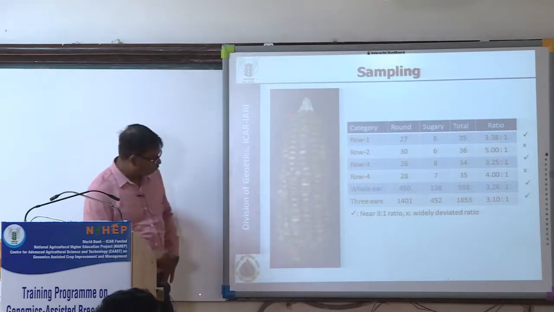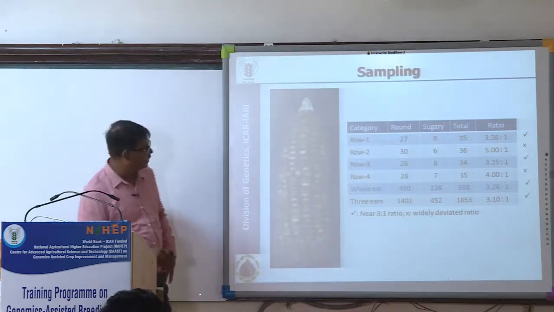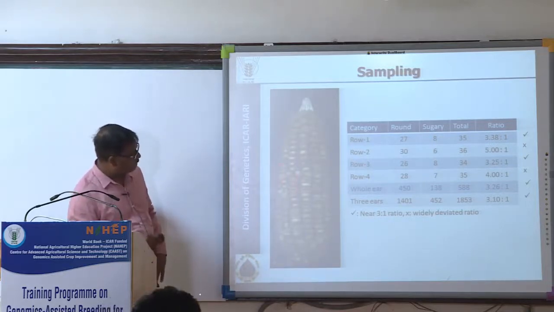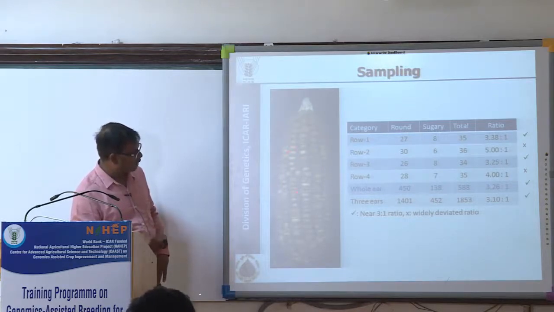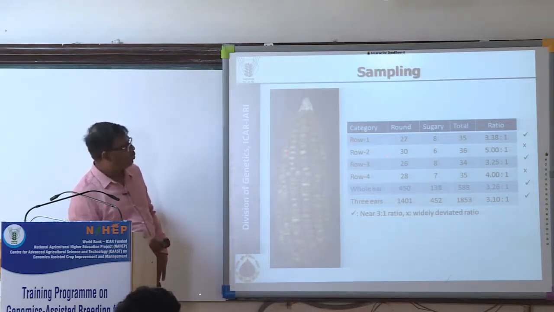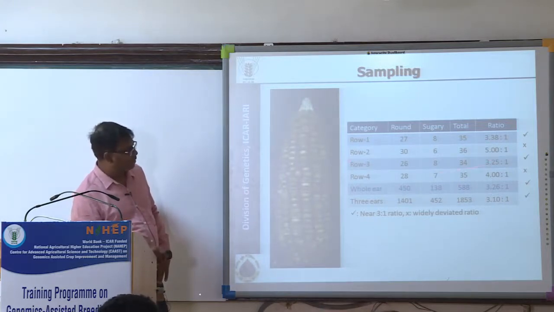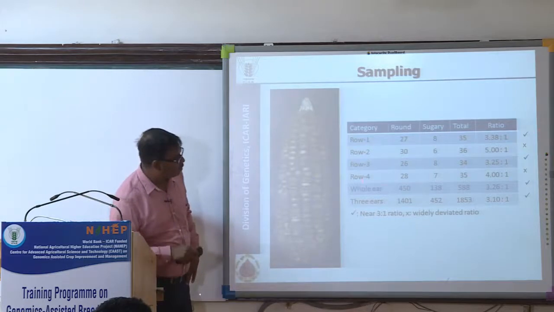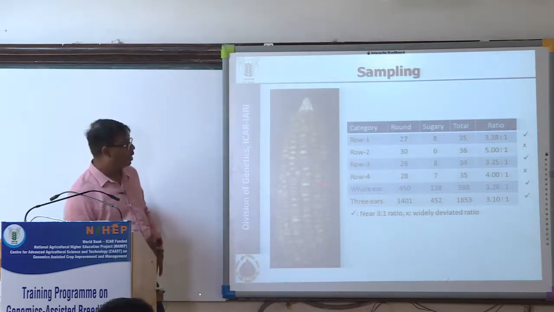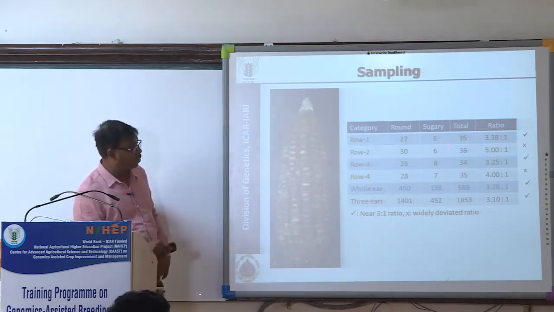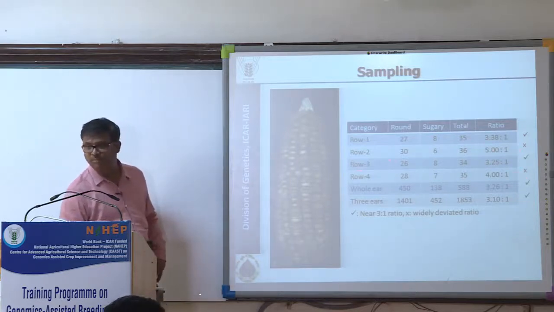So this is the same cob where F2 seeds are segregating 3:1, and these are the rows in maize. We have marked 1, 2, 3, 4 and 5, and in each row we have counted how many are normal and sugary seeds. In row number 1, there are 35 seeds, 27 normal, 8 sugary, so the ratio is 3.38:1. Row number 2 is 5:1, row number 3 is 3.25:1, row number 4 is 4:1. Now look here, the same cob segregating 3:1, but the moment your sample size is smaller, somewhere around 30-35, many of the rows are not actually fitting 3:1, right?